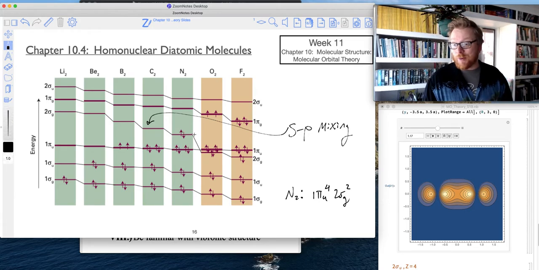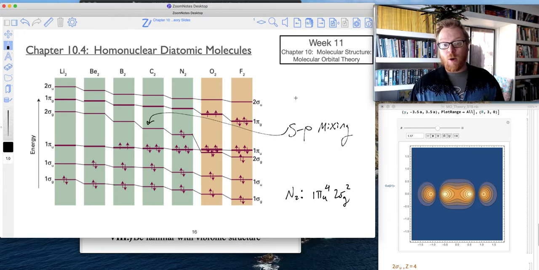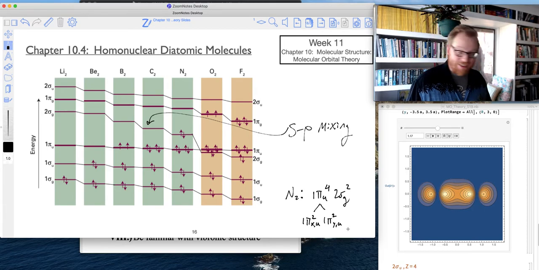But we have to remember, okay, the 1πu is technically broken up into 1πx u, and we could say there's 2 of them there, and 1πy u, and there's 2 of them there. So that's where we're going to see this plus minus 1 situation.